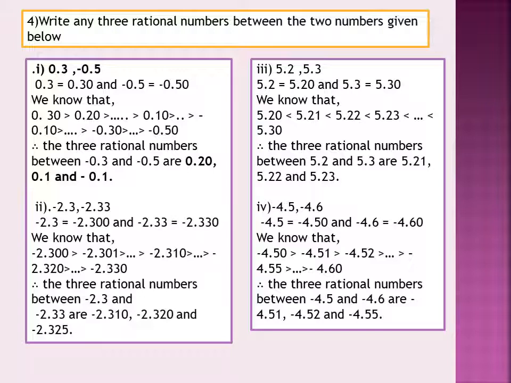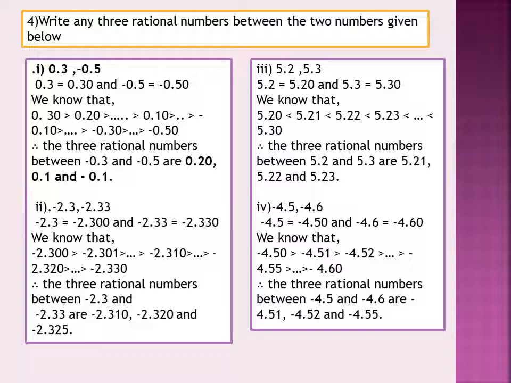I written there 0.30 is greater than 0.20 is greater than minus 0.10 is greater than minus 0.30 is greater than minus 0.50. Means whichever numbers are in between positive 30 to negative 50 we consider there, and those any 3 numbers you will write. Not necessary to write only these numbers. You may take any other number in between 0.30 to negative 0.50 there. By the same method, next all 3 sums also we solve.